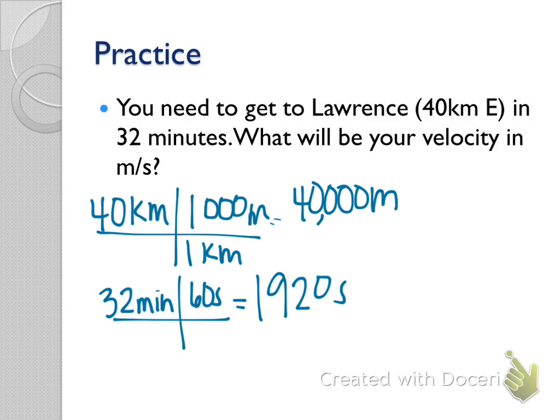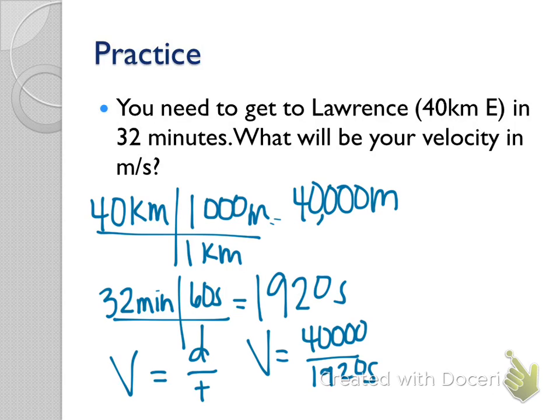All right. So solving for velocity here, we're going to take V equals d over t. So velocity is equal to 40,000 meters over 1920 seconds. Which gives us a final velocity of 20.8. And what are our units here for velocity? Meters per second. Missing one thing?